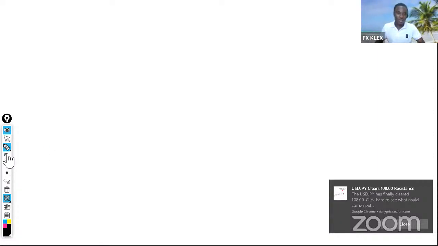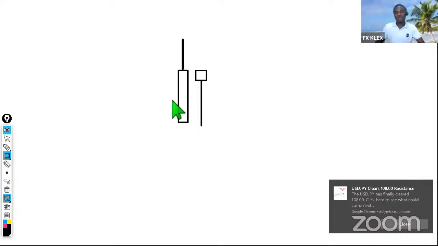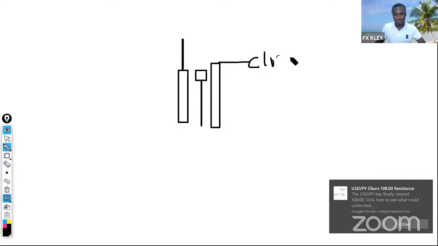Let's say for example right here, I got a bullish pin bar, and then I got this candle right here, and then I got another candle right here. This is the close of this candle, because this is a bullish candle, right? Here I got a bullish pin bar, and here I got a bullish bar with a bearish reversal.